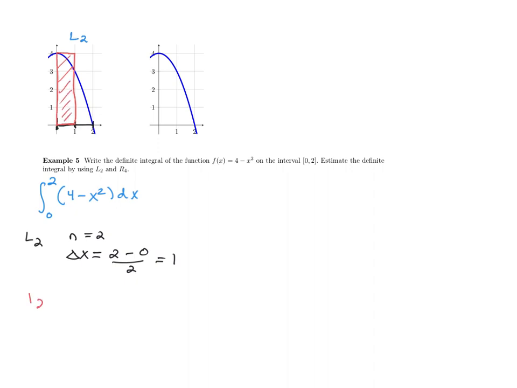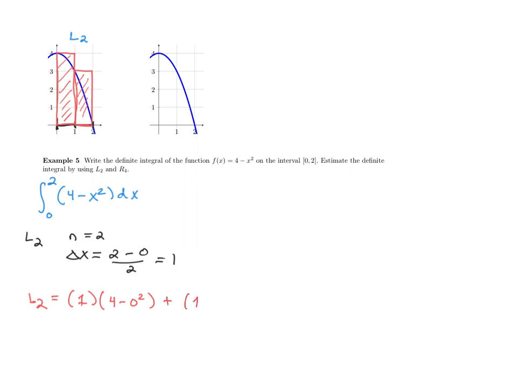So L sub 2 is first equal to, the base is 1, and the height is 4 minus 0 squared, or simply 4. To that, I'm going to add on this next one. The base is 1, and the height is going to be what we get if we put 1 into the function, like this.